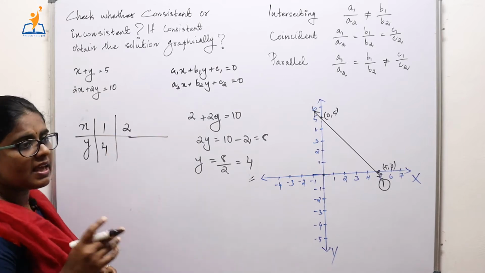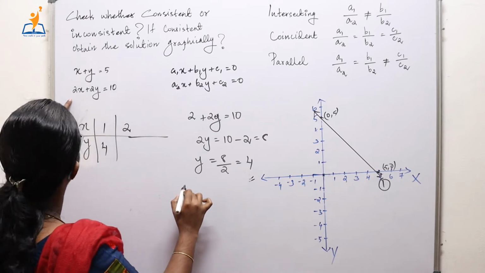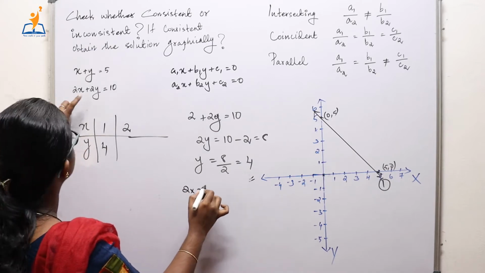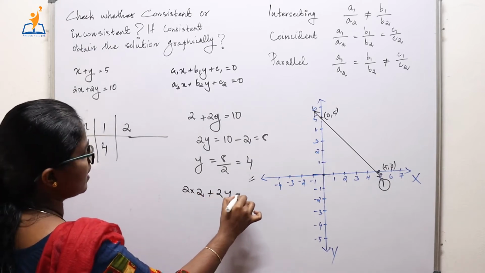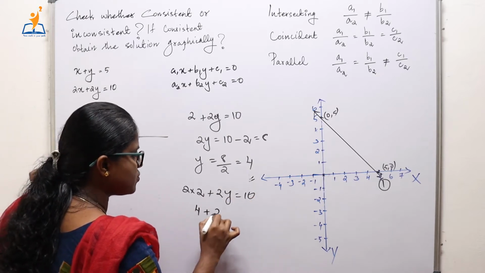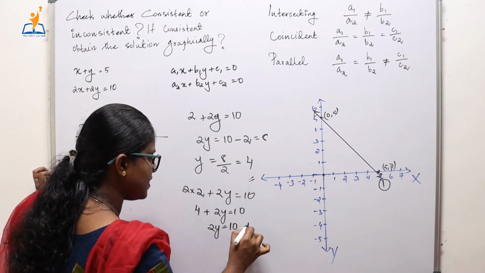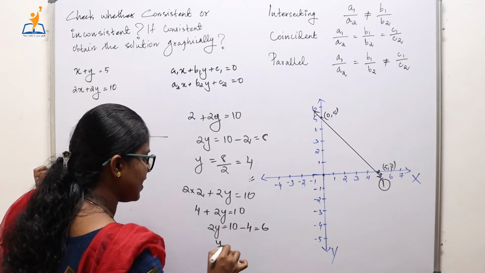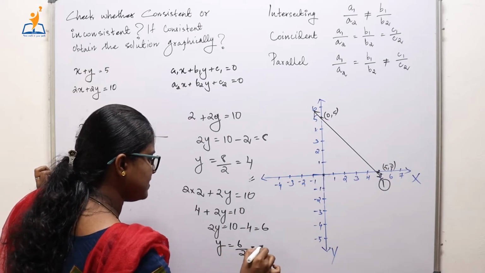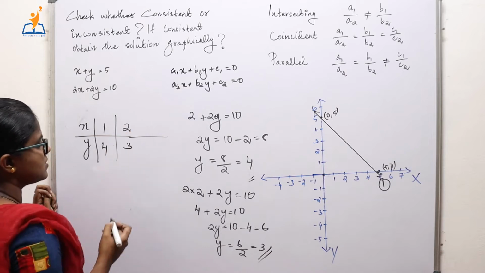So let's put x is equal to 2. We can put x is equal to 2 in this equation. So we have 2 into 2 plus 2y equals to 10. So 2 into 2 is nothing but 4. 4 plus 2y equals to 10. Therefore 2y equals to 10 minus 4, which is 6, and y is equal to 6 by 2, that is 3. So when x is equal to 2, we have y is equal to 3.